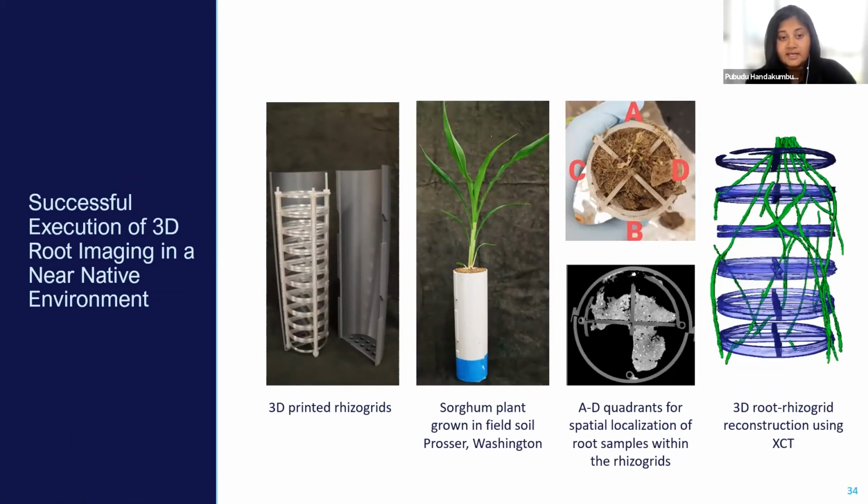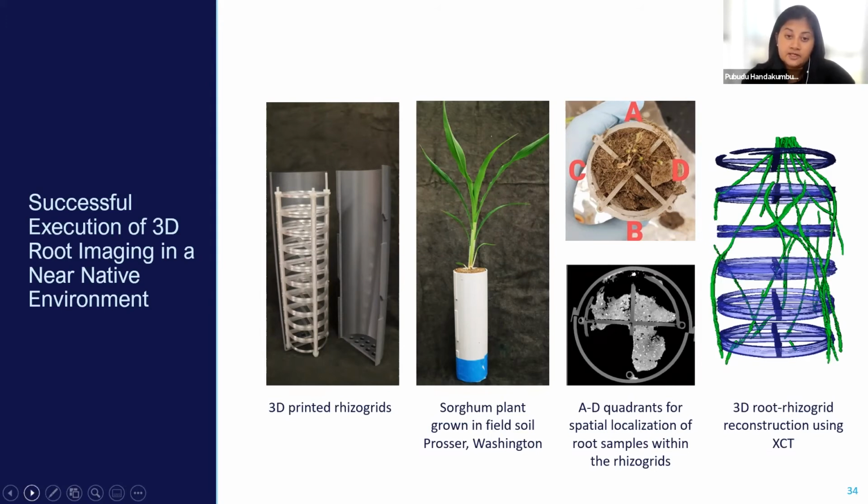So if we go to the next slide, this is a real example where I have used these rhizogrids, and I used a field soil for this example, from a local field site. And we have used sorghum for this particular experiment. This is a 5-week-old sorghum plant grown on these rhizogrids. And as you can see from this aerial view, there are 4 quadrants to each of these rhizogrids. We've marked them A through D.